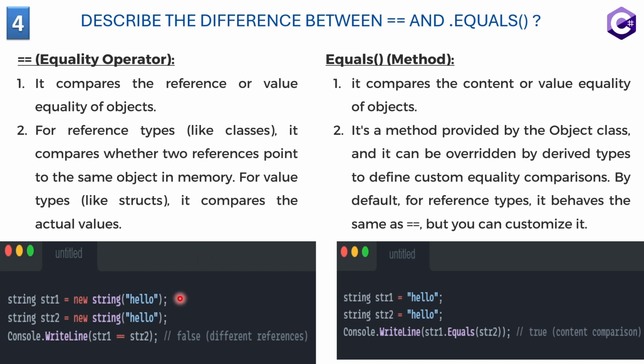To capture this, we use the Equals method that C# provides. It compares the content or value equality of objects. It's a method provided by the object class, and it can be overridden by derived types to define custom equality comparisons. By default, for reference types, it behaves the same as double equals, but you can customize it.